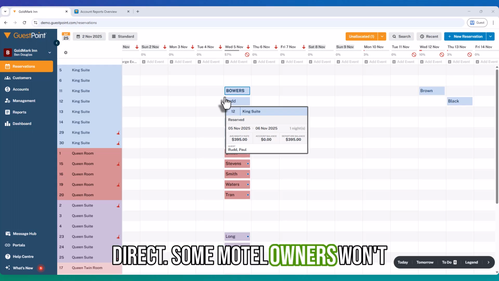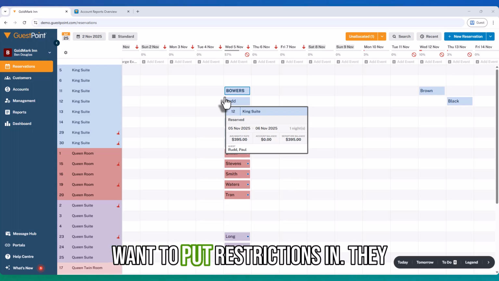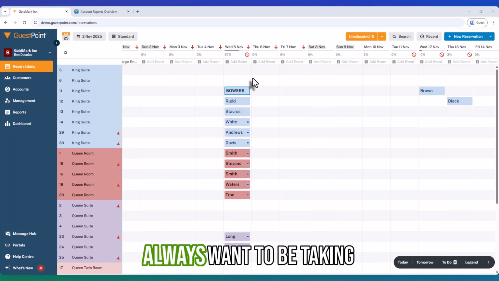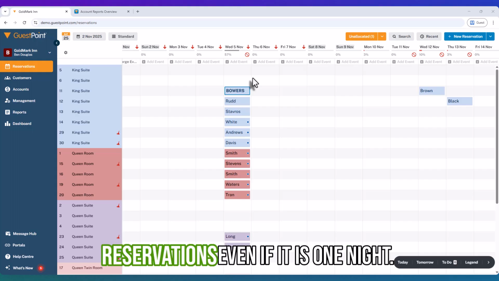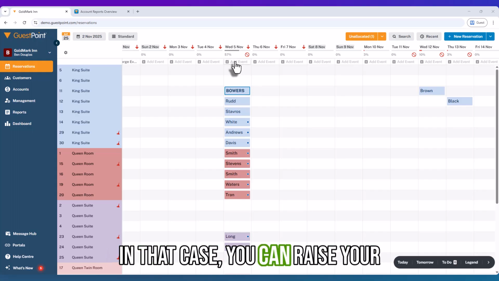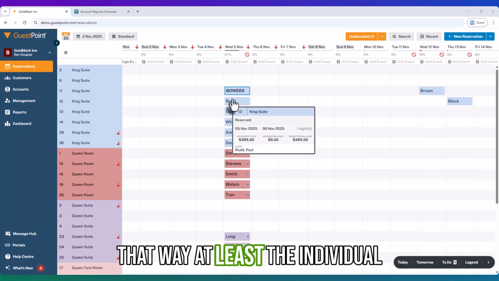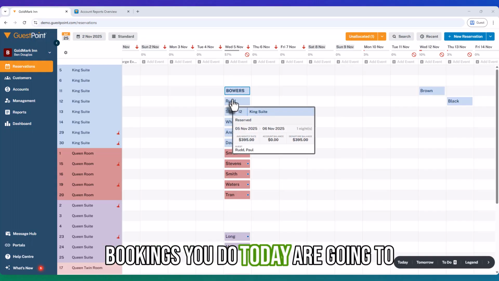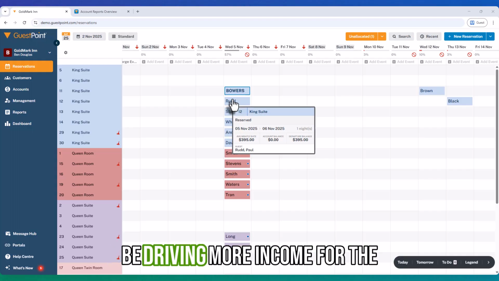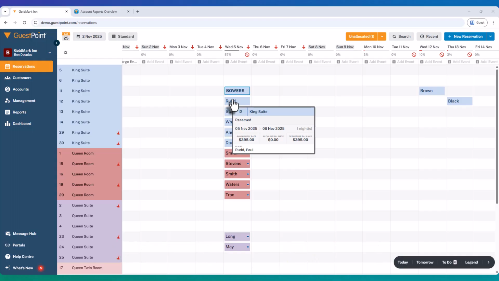Some motel owners won't want to put restrictions in. They always want to be taking reservations, even if it is one night. In that case, you can raise your prices on the 5th. That way, at least the individual bookings you do take are going to be driving more income for the property.